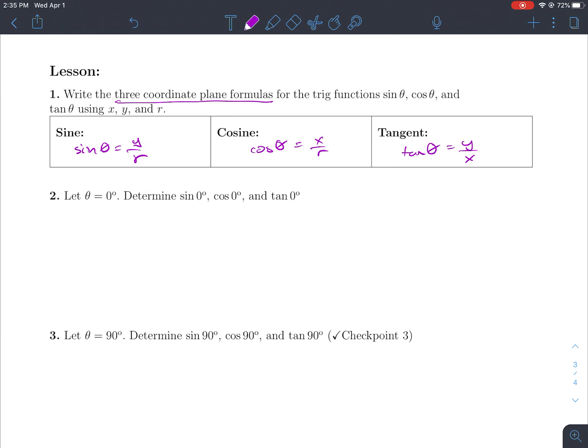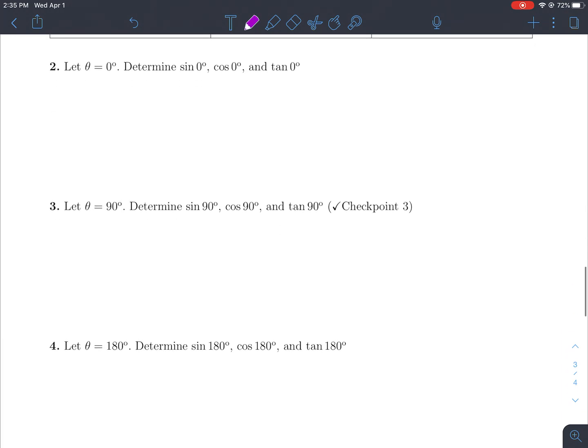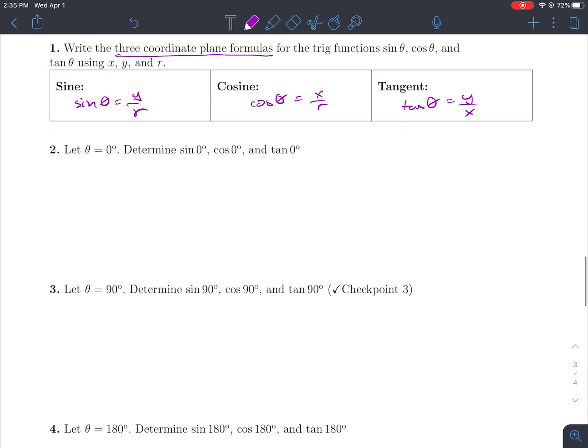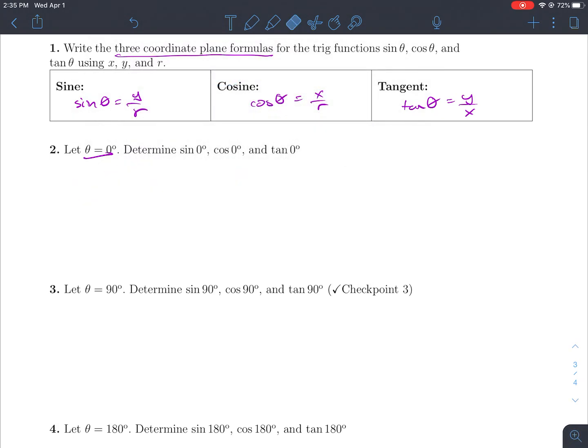All right, these are all going to be the angles that we don't know how to find yet. So let theta equal 0 degrees. This is a weird angle. It's not really part of a right triangle, and it's not like our usual coordinate plane picture, because 0 degrees is like the x-axis only. So let's see if we can figure out what each one of these is going to be.